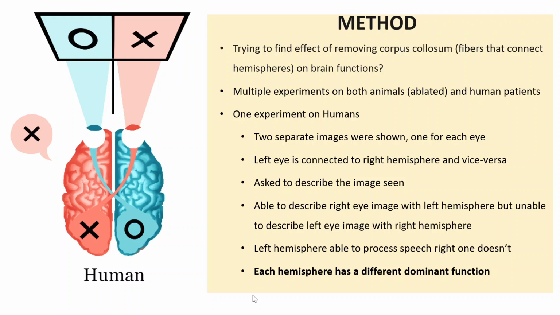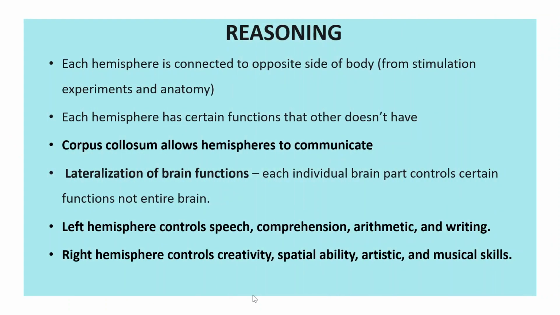So after doing a lot of experiments, they divided the brain into left brain and right brain. Okay, so we came up with the left brain and right brain analogy. So his reasoning was this. Each hemisphere is connected to the opposite side of the body. Okay, makes sense. And each hemisphere has certain functions that the other one does not. Like the left hemisphere can produce speech, meanwhile the right one cannot, which leads us to lateralization of brain functions. Okay, like each brain part controls a specific function, not the entire brain.